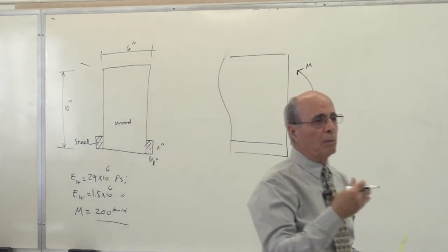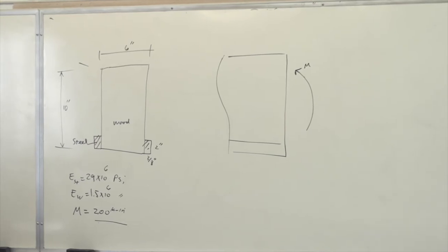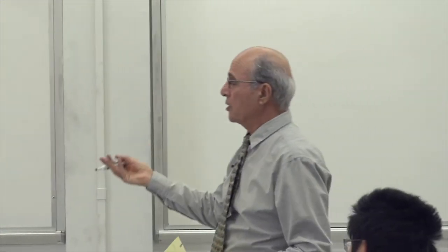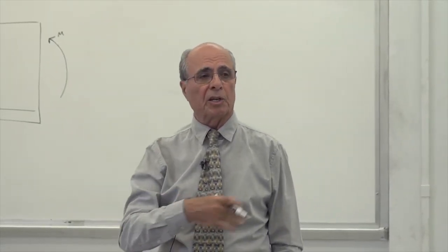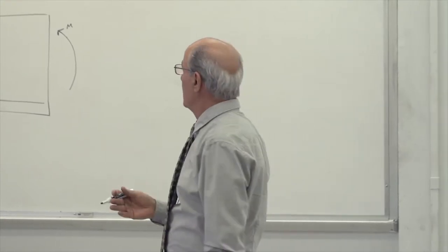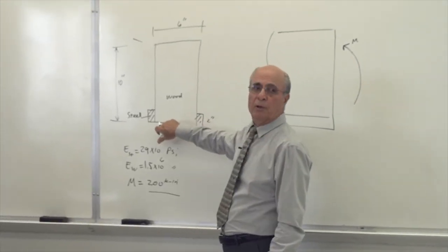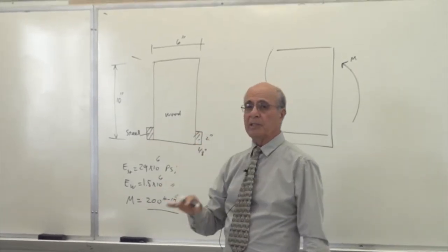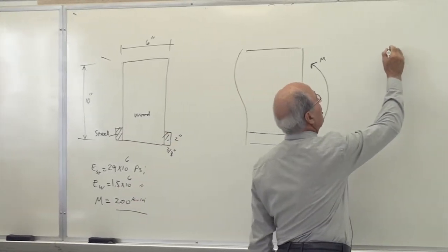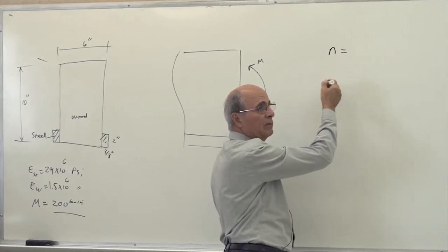Which means compression on top, tension on the bottom. Notice, if this is the cross section, I cannot calculate the Y bar, I cannot calculate the I, because there are two different materials. Again, we have two options here. We can change the steel into wood or wood into steel. That all depends on how you start your problem. I'm going to explain that again one more time here.